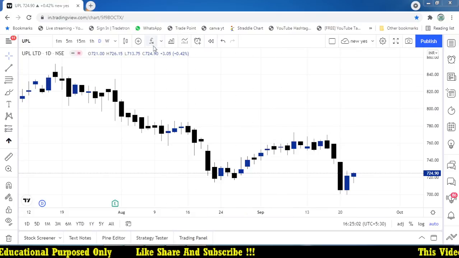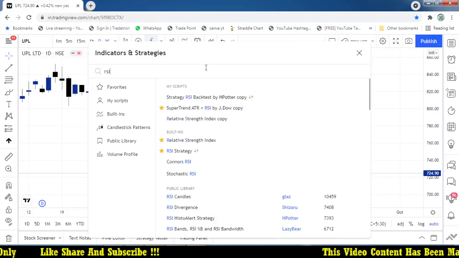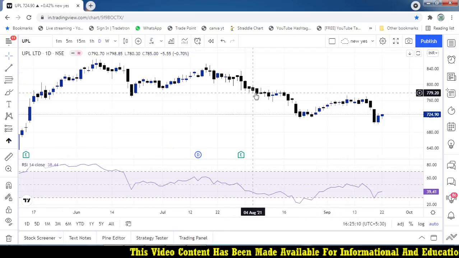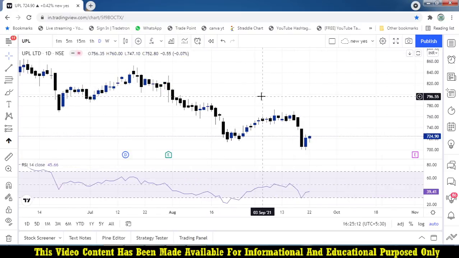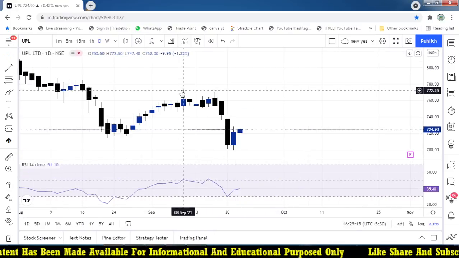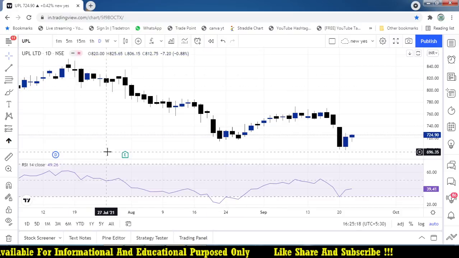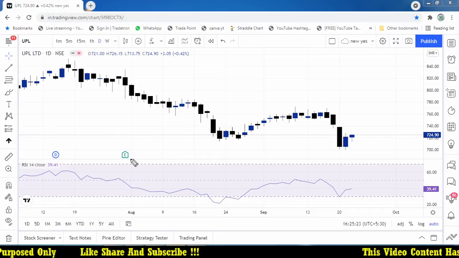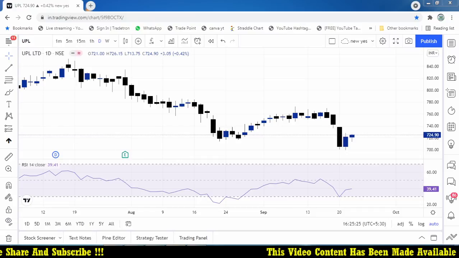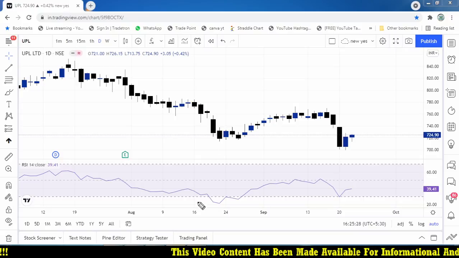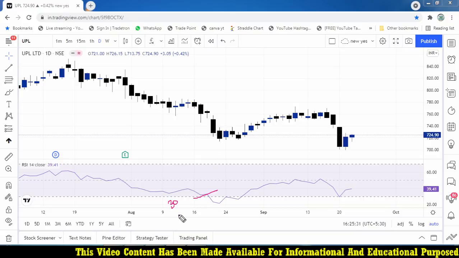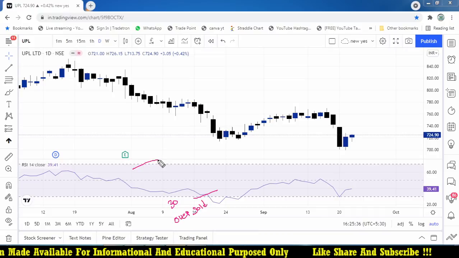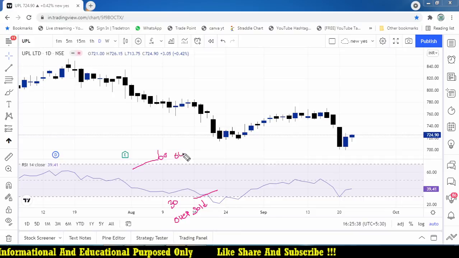Let's first add the RSI. This is the RSI indicator, and I'm going to use it only on the daily time frame, not on an intraday time frame. I think this is a UBL chart. Let me tell you what I'm going to create on the scanner. First of all, when the RSI is trading below 30, it is oversold, right? When RSI is trading above 60 or 70, it is overbought.